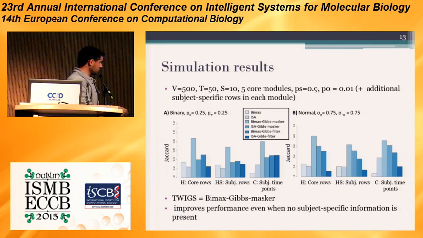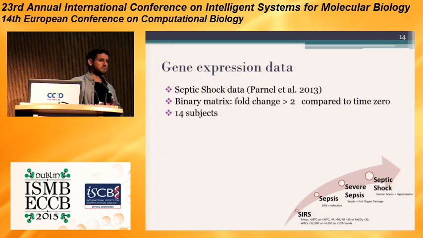So from now on, we have an algorithm that uses this variant. So now we have an algorithm we can finally apply to real data. Our first application is to gene expression data. We took gene expression data of patients after septic shock. This is a very intense phenotype that can lead to death.